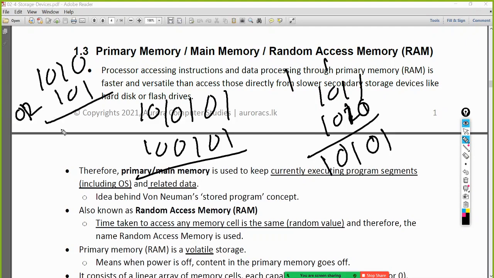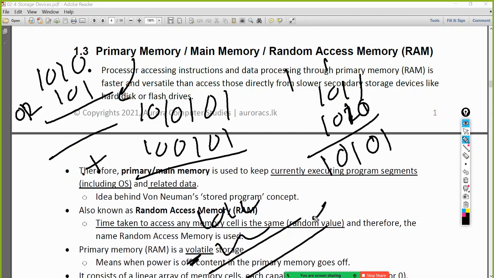How are you going to do this OR operation? How are you going to do this AND operation? How are you going to do this subtract operation, right? How are you going to do these operations? Because there must be a way.